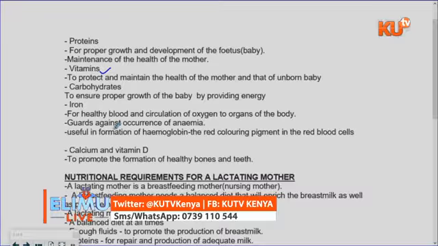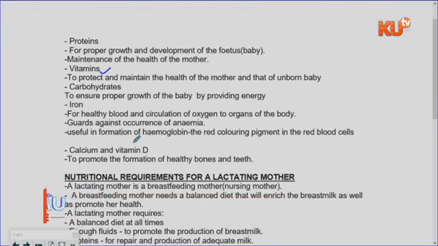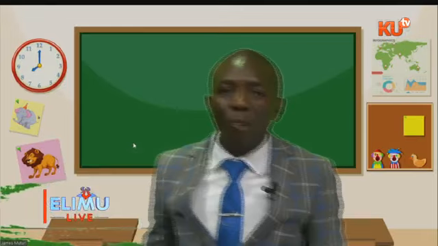And then you have got something called iron. It has three functions. It guards against occurrence of anemia. Lack of iron causes anemia. So it guards or protects or prevents occurrence of anemia. It is useful also in the formation of hemoglobin. Hemoglobin is the red coloring matter in the blood.